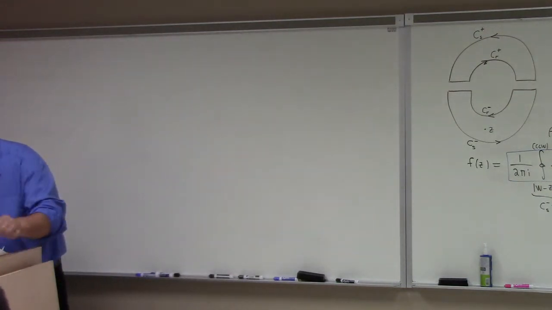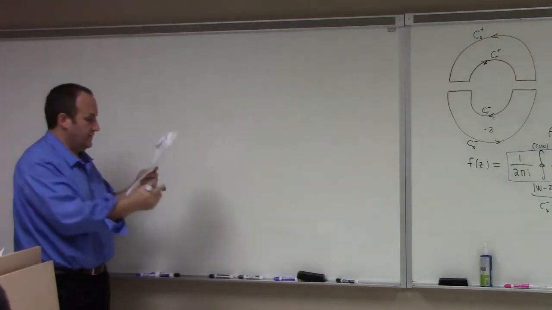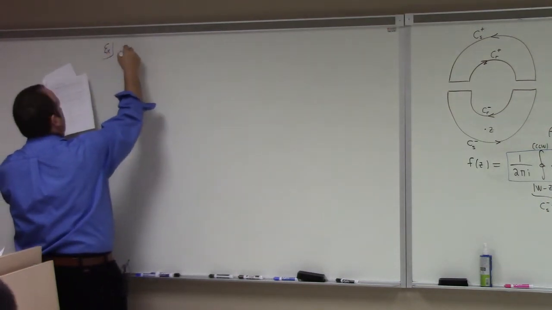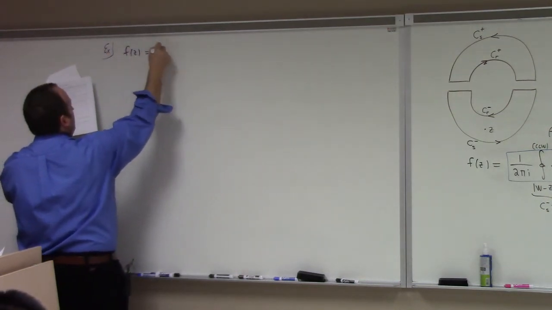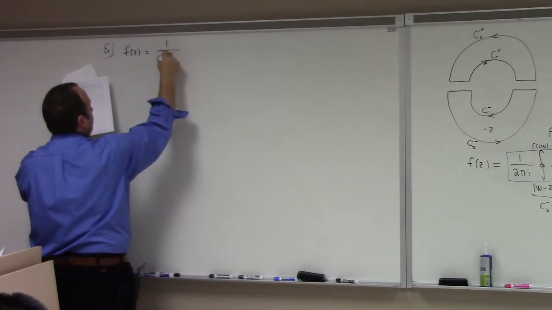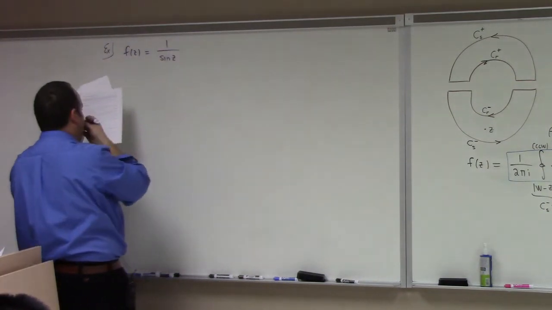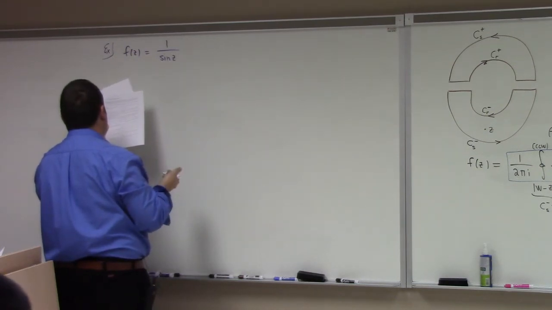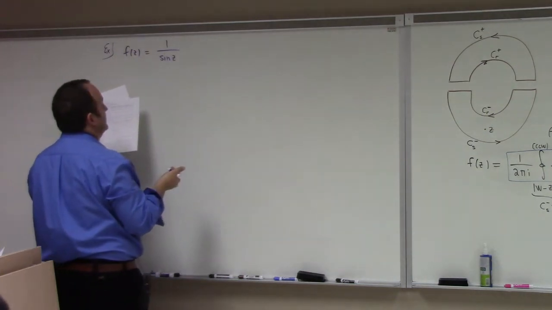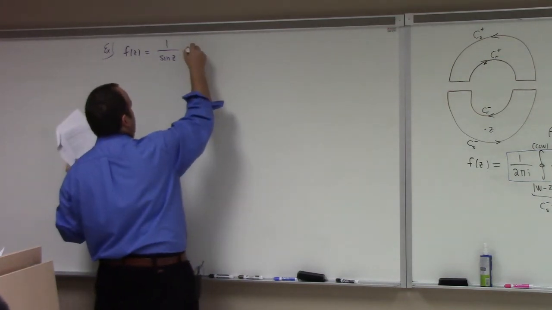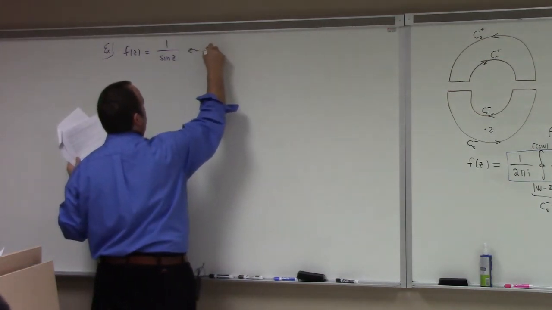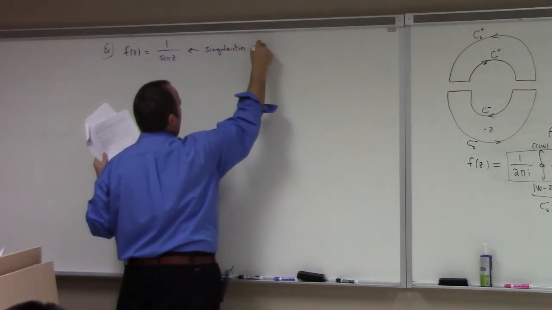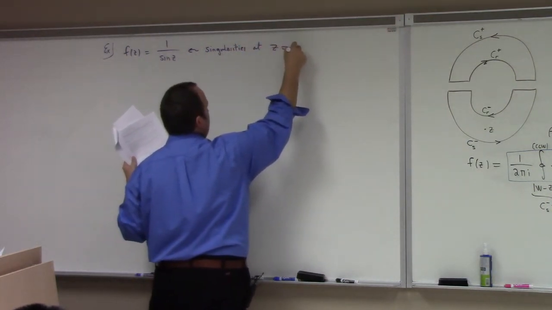This one is a little bit tougher. The next example that I have is f of z equals 1 over sine z. I said this has a Laurent decomposition on the annuli which fit between successive zeros of sine z. So this has singularities where? Integer multiples of pi, right?